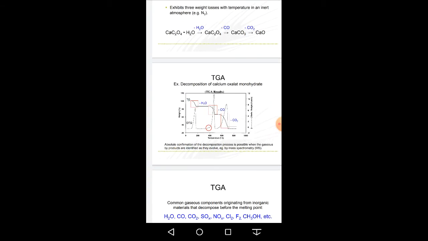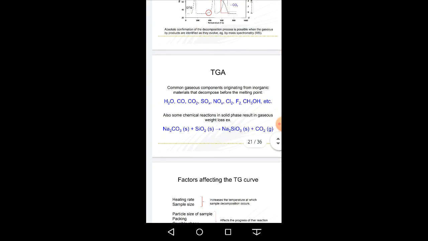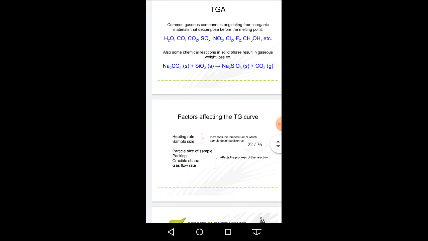You can see here clearly that we get peaks at which the mass is lost. It is one of the very best techniques for studying chemical compositions, for analysis of different chemicals. Now, factors affecting the TG curve. Heating rate and sample size increase the temperature at which sample decomposition occurs. Now, particle size of the sample, packing, crucible shape, and gas flow rate affect the progress of other reactions.